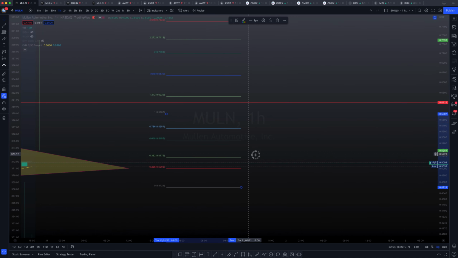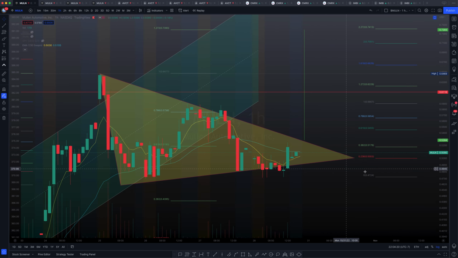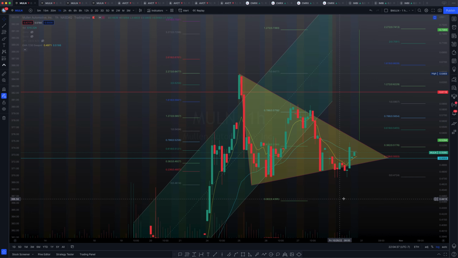So now, with that adjustment, you can actually see that we used the 0.236 as a form of support. Let me just draw a trend line here so you guys can see. We used it as a form of support right here with this candle, and you can see that we moved on above it. So the adjustments are made correctly.